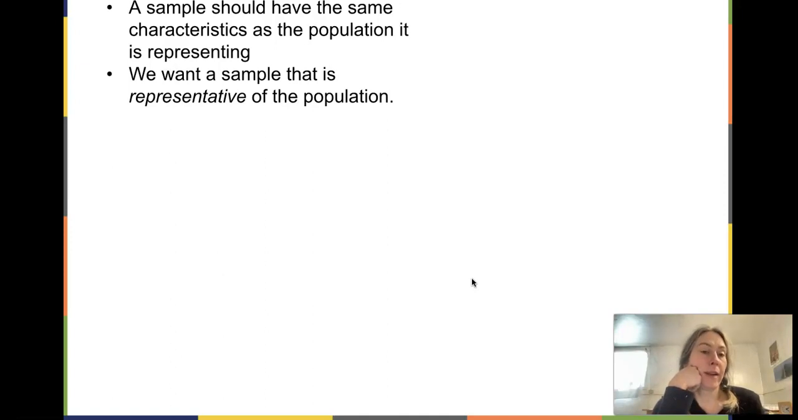We want a sample that's representative. So you might criticize me if I'm trying to study all LCC students by only surveying my stat students, and you'd be right. My stat students might not be representative of all LCC students. You might be different, you might be further along in your studies than a lot of other LCC students. You might be more likely to be in a medical or social science profession, as we saw earlier. So you're not representative of all LCC students. We might need a different sampling method to get a representative sample.